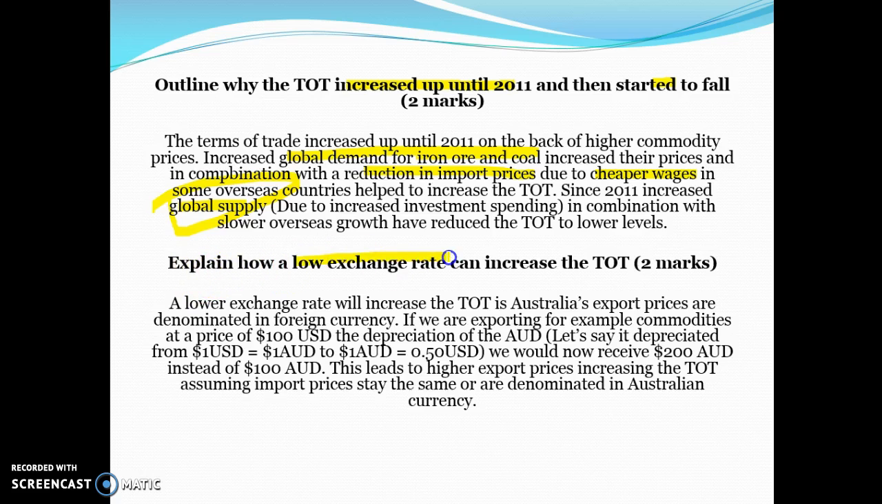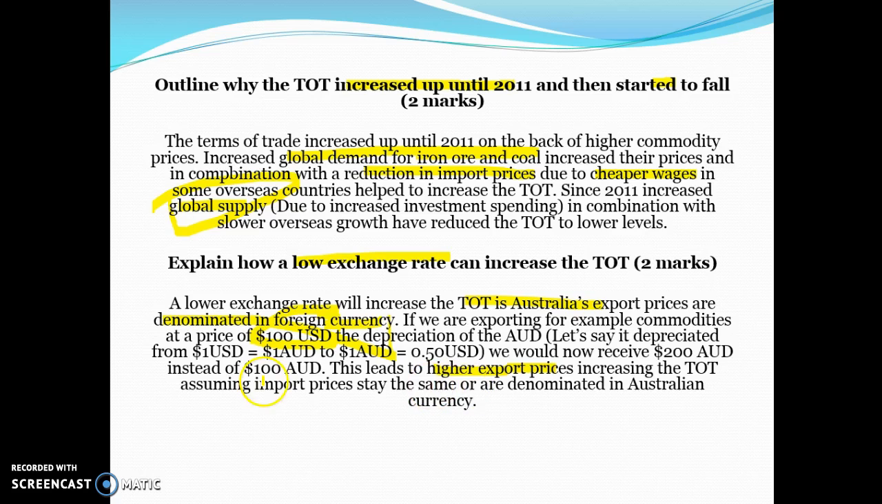Explain how a lower exchange rate can increase the terms of trade. A low exchange rate will increase the terms of trade if Australia's export prices are denominated in foreign currency. So if we're exporting something and we're getting $100 for that, that's the easiest example you can use. A depreciation will mean we're now getting 200 Australian dollars for that product when we were only getting 100, and therefore that leads to higher export prices and will increase the terms of trade.